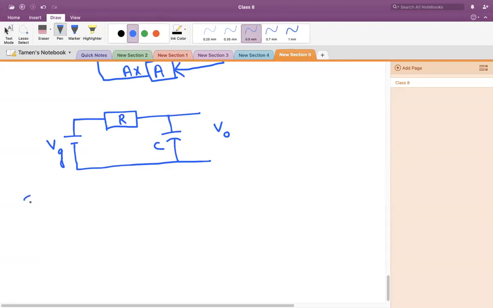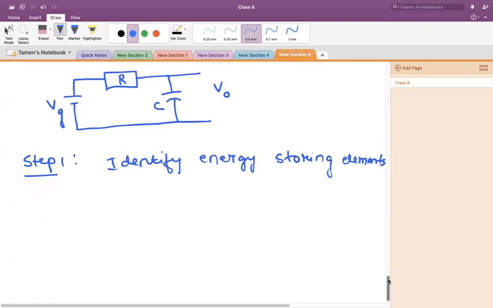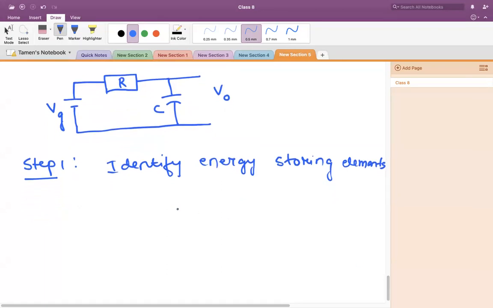What we have to do? First, we have to follow the steps. Step one: we have to identify energy storing elements. What are energy storing elements? Any idea? Energy storing, you mean like inductors and stuff like that? Yes, energy storing elements will be inductor and capacitor. So in this case, the energy storing element is only one, that is C.